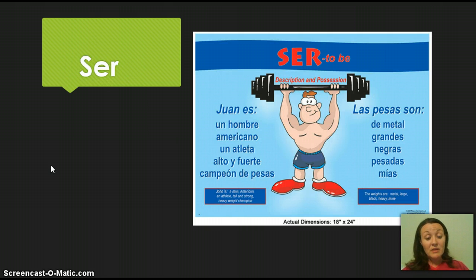Y finalmente tenemos el verbo ser. Ser is our verb to be, and this one is describing people. Often it describes people's physical characteristics. So the word human being is seres humanos, being beings. So remember, that's the to be, to describe things that are more permanent in nature, like Juan es un atleta.